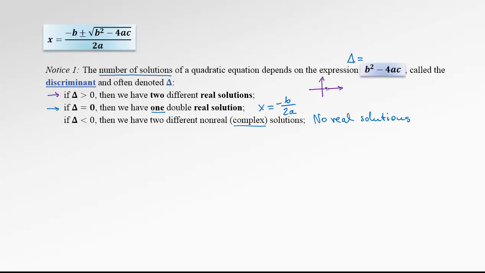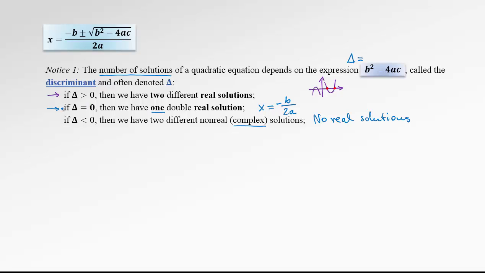The graph of the quadratic equation is a parabola, so for example, it may look like this. This parabola will cross the x-axis in two places. Those are the two real solutions. Obviously, the parabola could be with arms up or arms down, but we still have two real solutions.